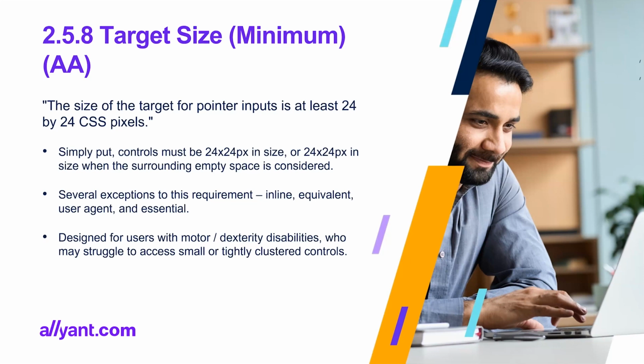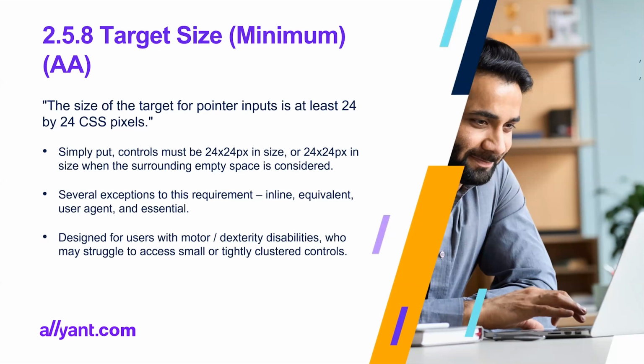And so what they are trying to do here is ensure that controls are large enough that users with motor dexterity disabilities who might not have the most precise or accurate navigation when they want to tap on an object or click on an object are able to reach it. The controls aren't so small and so bunched together that users who can't perform a precise click end up inadvertently clicking on the wrong thing.